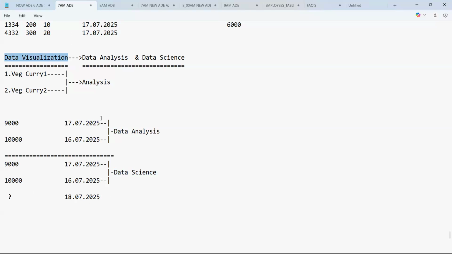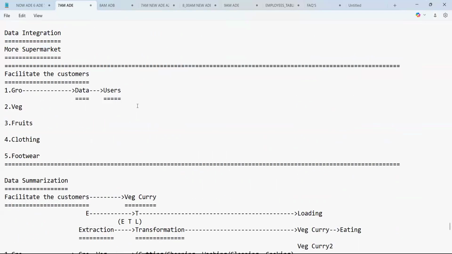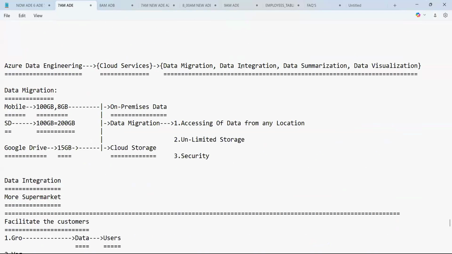Data visualization is nothing but a process where two datas are compared and you come to a conclusion. That is called data visualization. So it has two things, data analysis and data science. All these together: data migration, data integration, data summarization, as well as the data visualization. All this together is called data engineering activities.